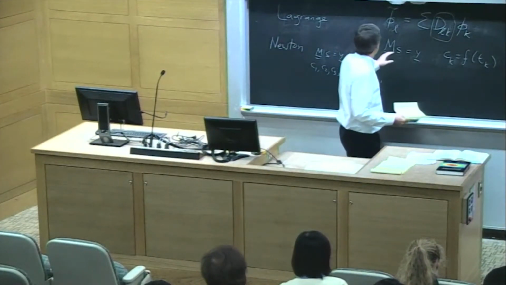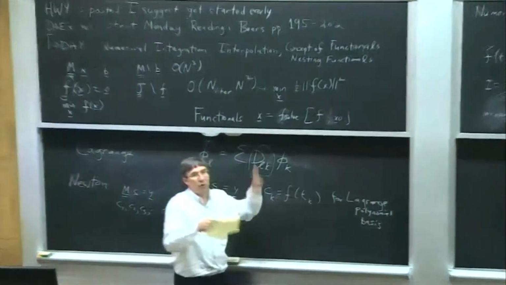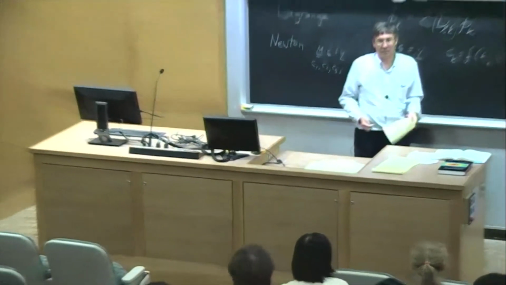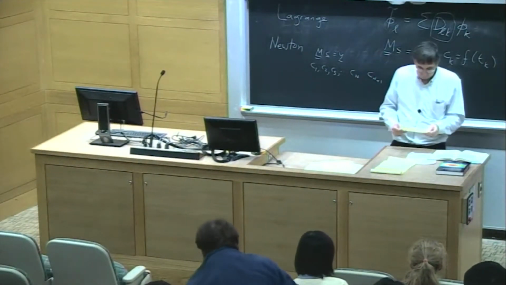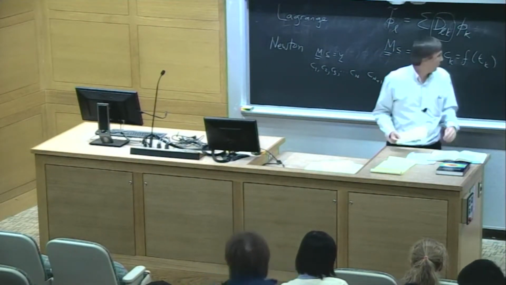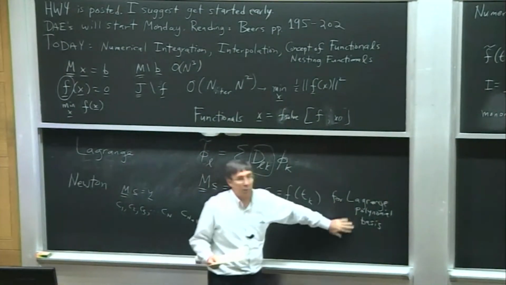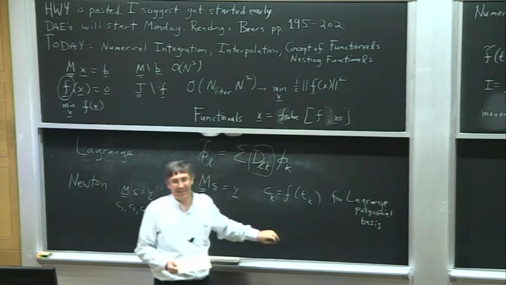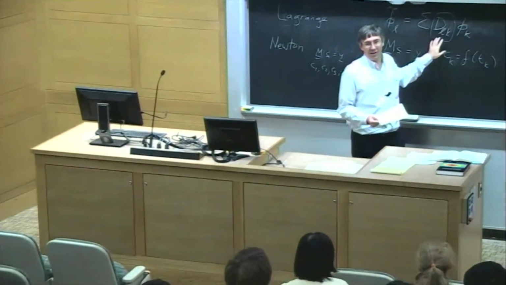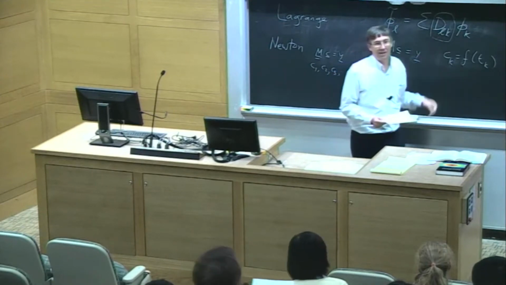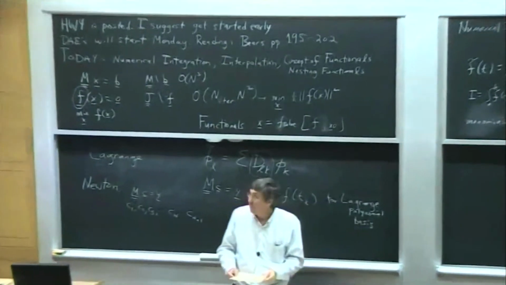Whereas with the Lagrange ones, you have to recompute everything. And all the C's will change. Okay. All right, actually, the C's won't change. I take that back. You add points, the C's won't change, but the actual polynomials will change. The D will change, because the D depends on the choice of the time points in a complicated way in Lagrange.